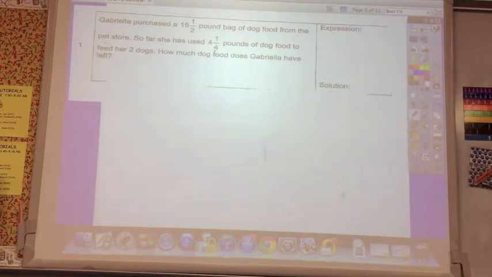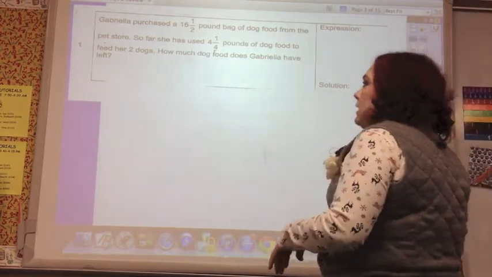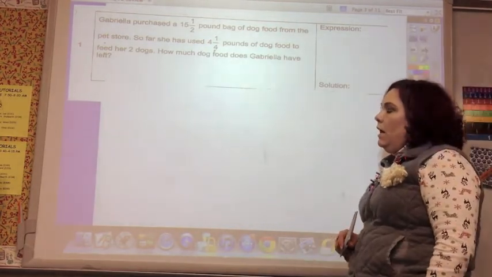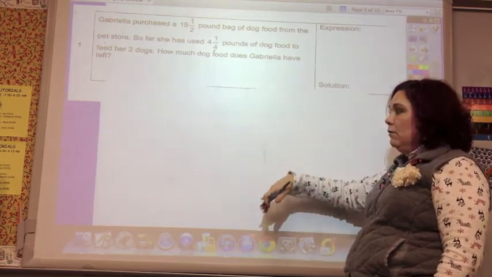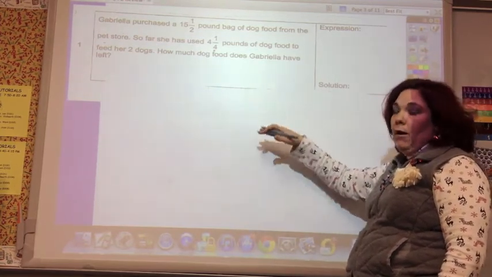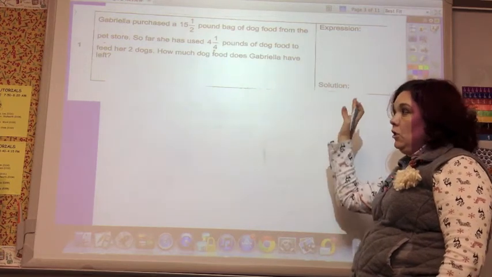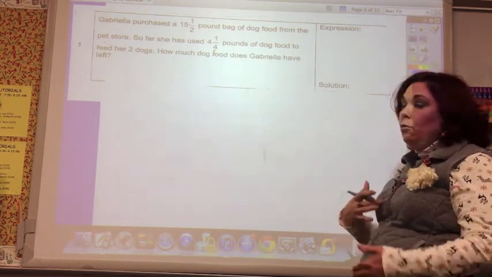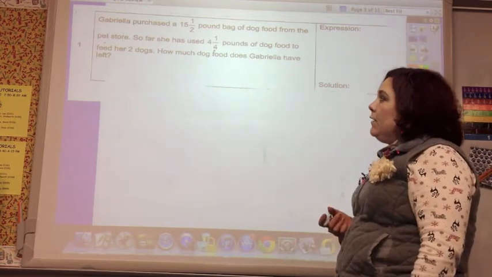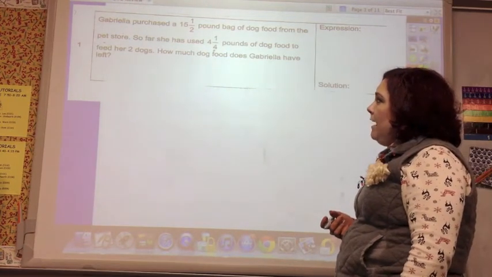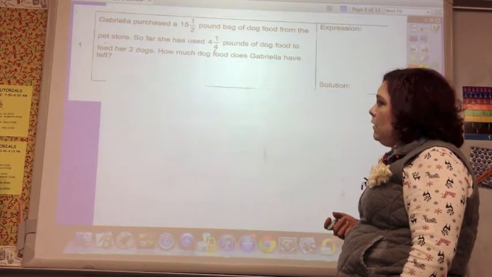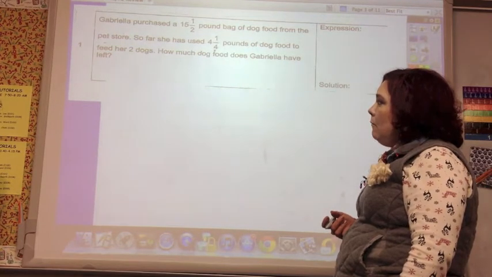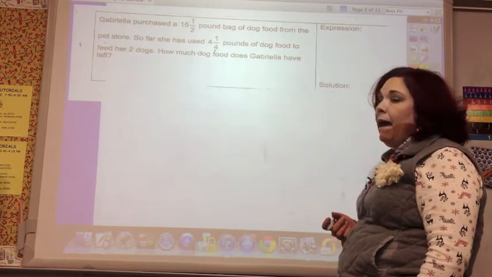Okay, so the next question is, we're not going to do it with the whole problem-solving plan. We're just going to do it, but we're going to walk through the same process. Gabriella purchased a 15.5-pound bag of dog food from the pet store. So far, she has used 4 1/4 pounds of dog food to feed her 2 dogs. How much dog food does Gabriella have left?